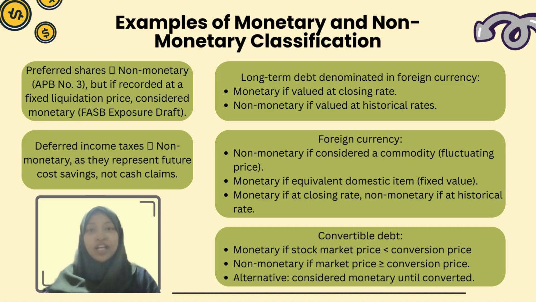Next is the example of monetary and non-monetary classification. Preferred shares are classified as non-monetary items under APB Statement Number 3 because their value is not entirely fixed and depends on certain conditions. However, the FASB exposure draft states that preferred stock carried at its liquidation or redemption price is still considered a monetary item because the preferred shareholders' claim to the company's assets is worth a fixed dollar amount.